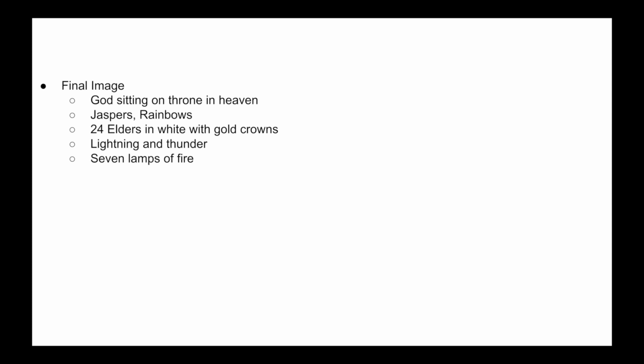So we've got God sitting on the throne, we've got jaspers, we've got rainbows, we've got 24 elders in white, we've got lightning and thunder, we've got 7 lamps of fire, we've got a sea of glass like crystal, we've got 4 living creatures. It's like, okay, what images are we going to get?